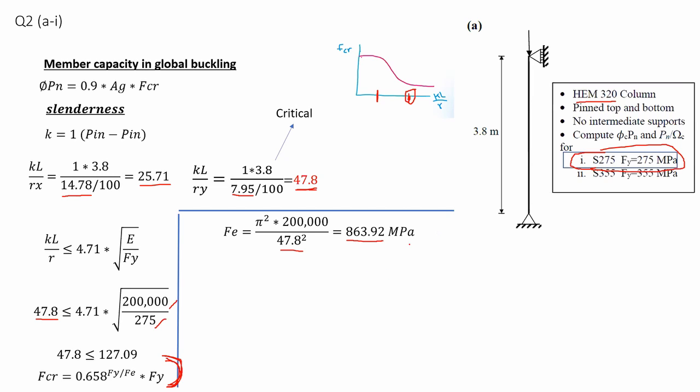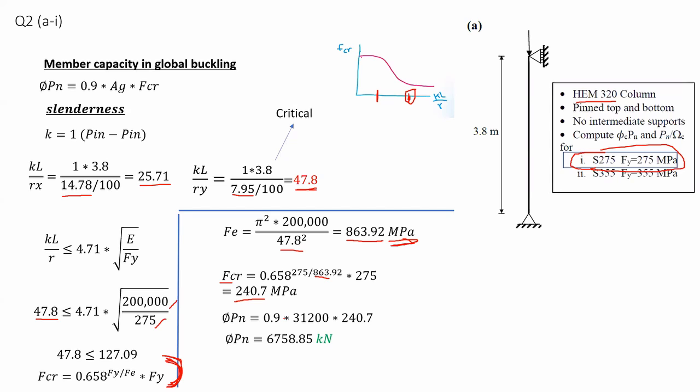Now, notice something, this is in megapascal. Do not forget this unit, guys. Also, now, since I have FE, I can proceed to calculate FCR. So as we said before, from the slenderness, this is my equation in here. So if you plug in the values, 0.658 to the power of 275 divided by FE, multiplied by 275, you get your FCR equal to 240.7 megapascal.